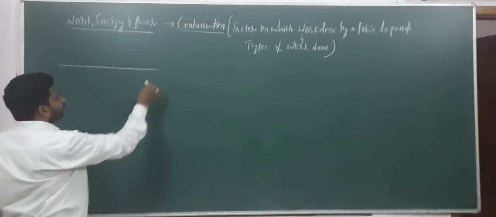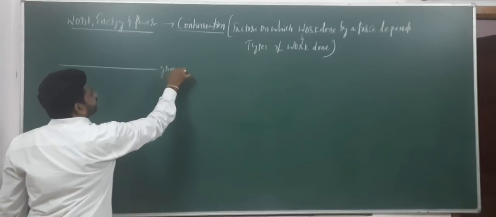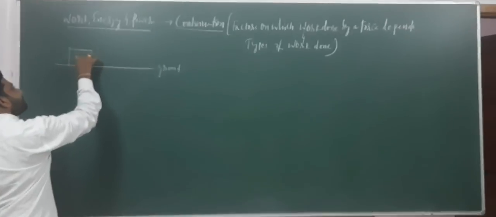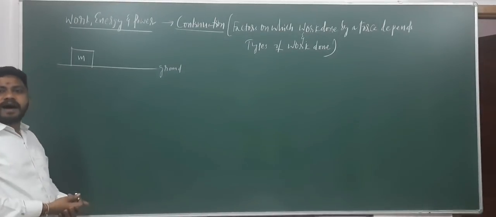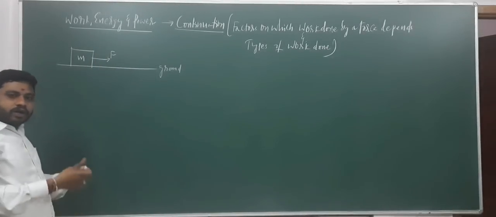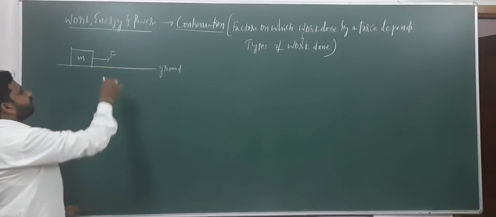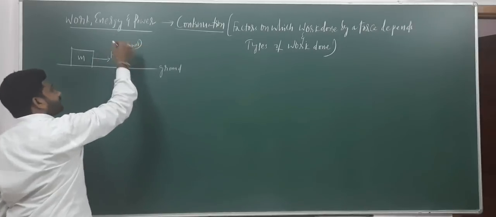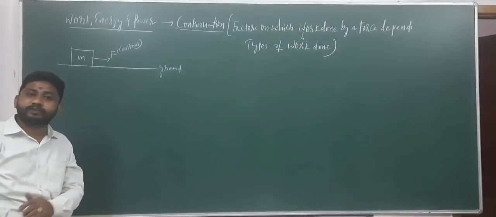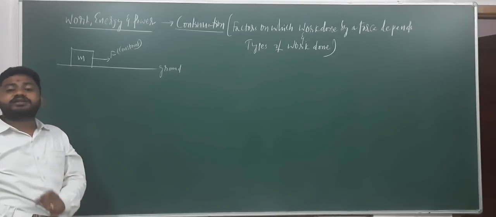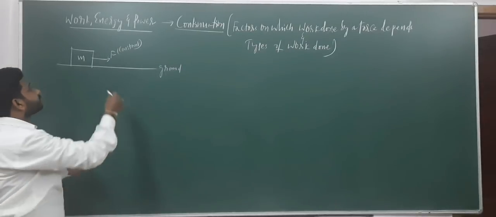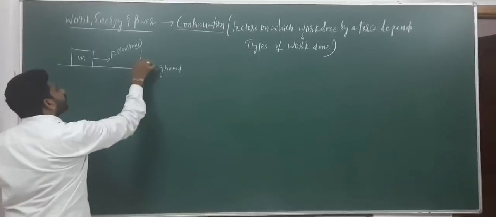This is the ground, on which there is a body of mass m placed. On this mass, a force F is acting. This F is constant, remember. Because of this constant force, constant acceleration will be produced in the body. When there is a constant acceleration, the body will be speeding up. As it is speeding up, it will cover some displacement.